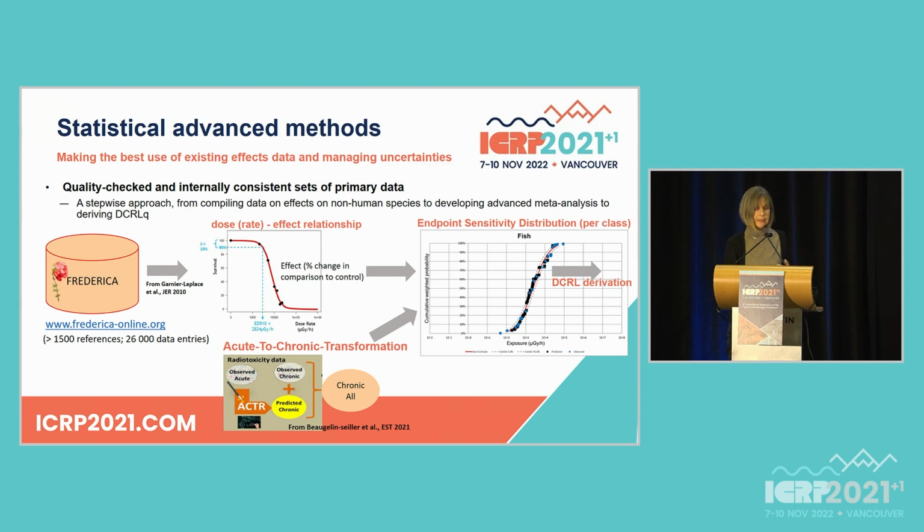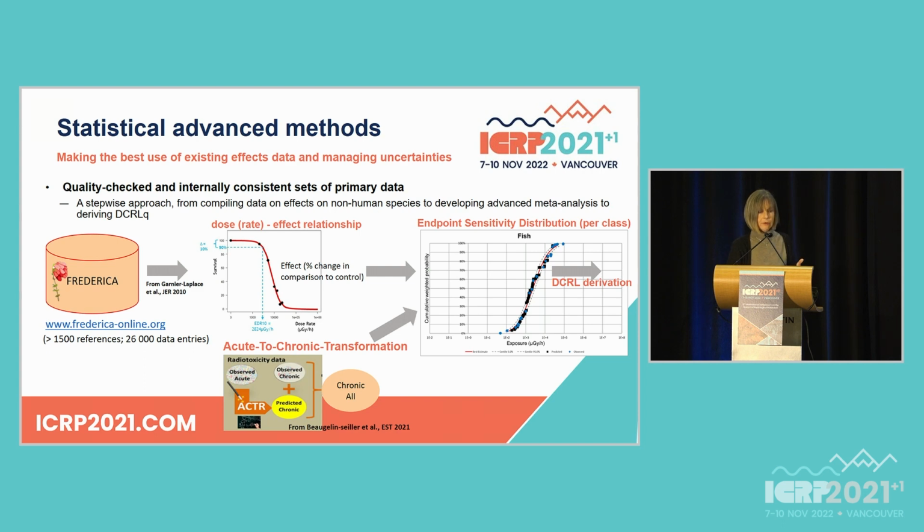And since from this analysis we noticed that the acute exposure situation was much more documented than the chronic one, we also had the idea to elaborate an acute-to-chronic transformation method, which is an empirical method that allows us to use acute effects to predict chronic effects. So by implementing this new method, we document even more the chronic effects data sets.